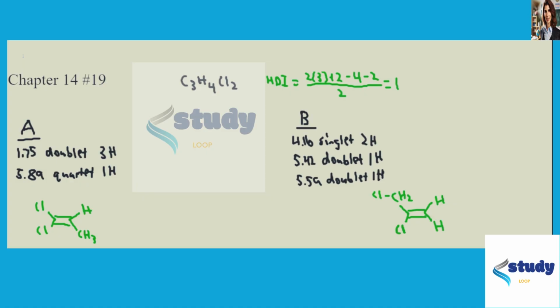It accounts for all of these signals. All of the shifts and the splitting makes sense. And so, yeah, that is, in fact, the correct answer for B. Okay, and so that's the way to approach this problem. Again, I think whenever you're given a formula and asked to draw a structure, you can't go wrong starting with an HDI. Then we just need to consider each of the pieces of spectral information that we're given. And that's the answer to chapter 14, problem number 19.